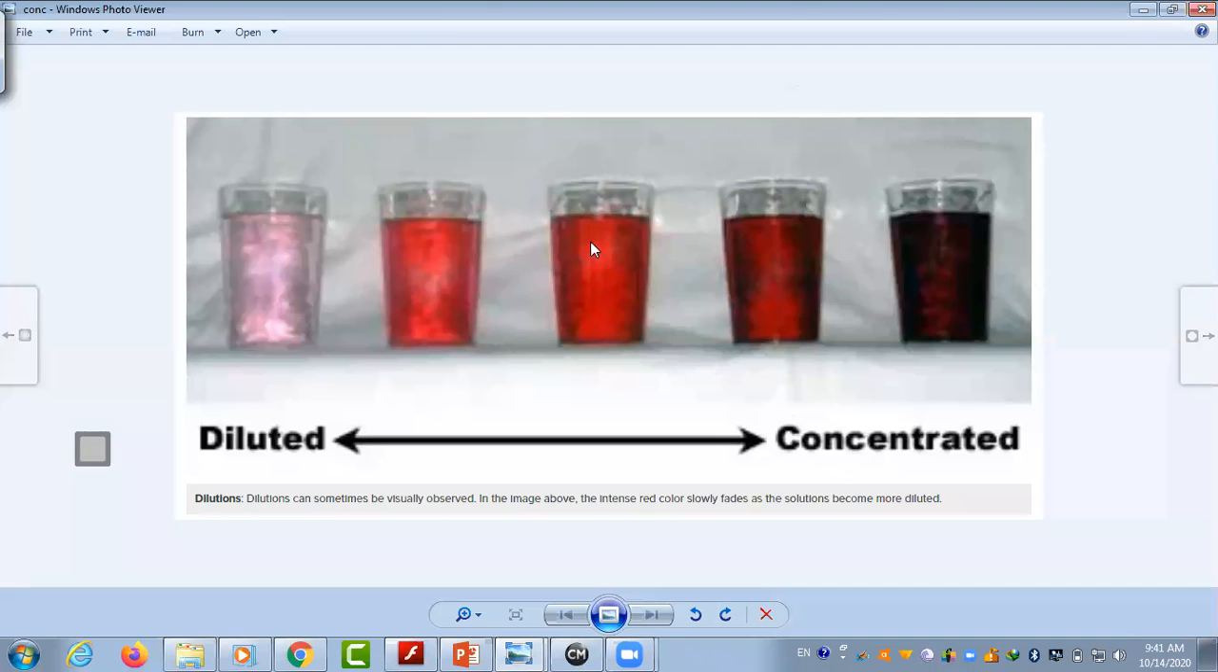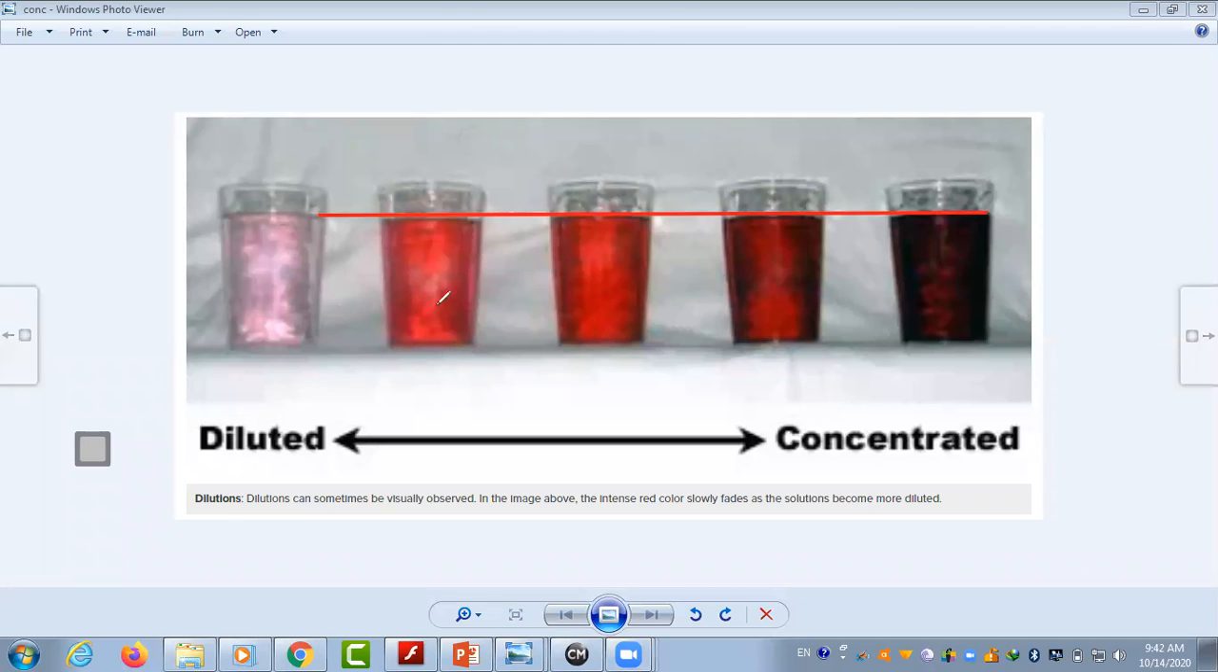Okay. If we look at this image, we can see different colors, okay? And if you look at the cups, we have the same volume of solution, the same size. All of them are the same size, so we have the same volume. But we have different colors.